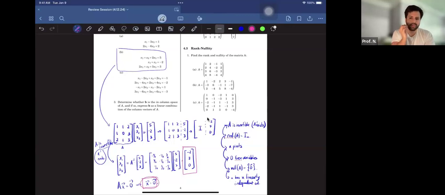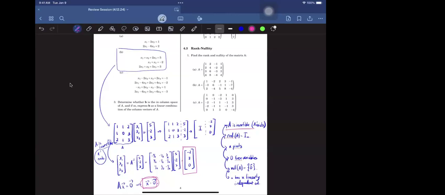The only time that a non-homogeneous system has only one solution, and the homogeneous system has only the trivial solution, is if A is invertible. If A is not invertible, then there's more to say. You're going to have free variables, so you'll have infinitely many solutions for the homogeneous system, which would mean infinitely many solutions for the non-homogeneous system.